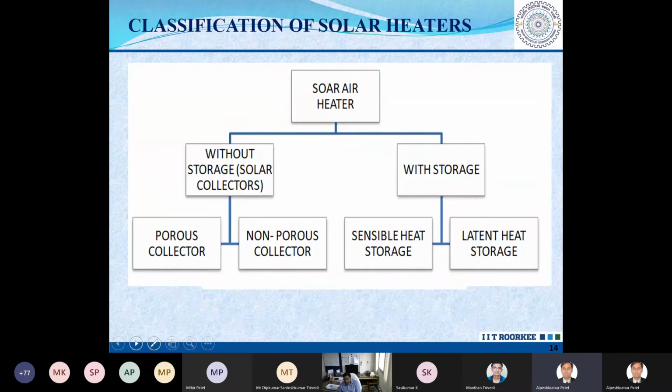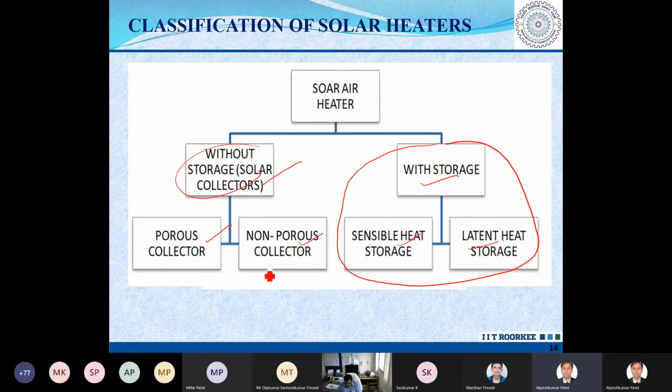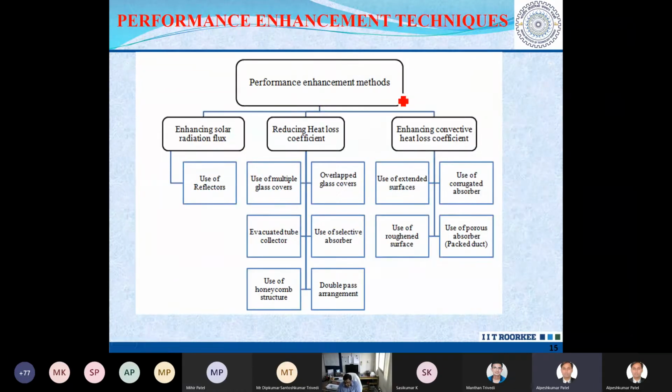So now the classification of solar air heaters, because I'm giving the focus on that, there is a scope of research in that. So the solar air heaters are classified as without storage, porous collector, non-porous collector, and with storage, sensible storage and latent heat storage basis. That means we can connect the solar air heater to storage, and without storage, we have porous collector and non-porous collector. So performance enhancement method, the porous and non-porous I'm talking about. Let us see that.